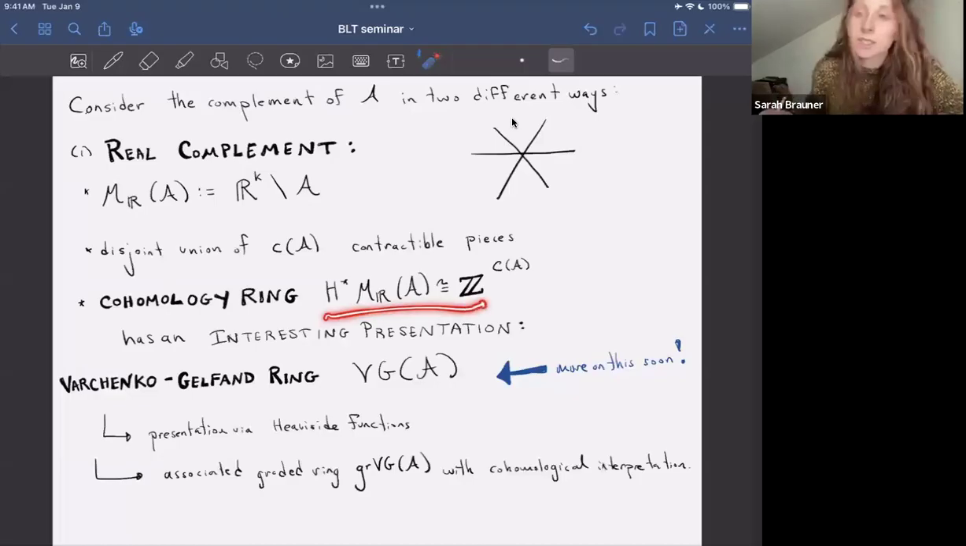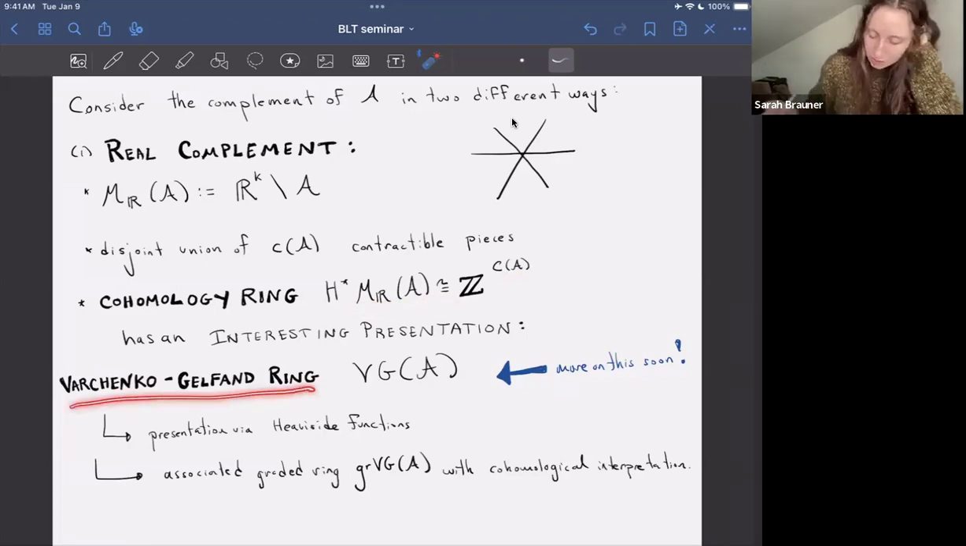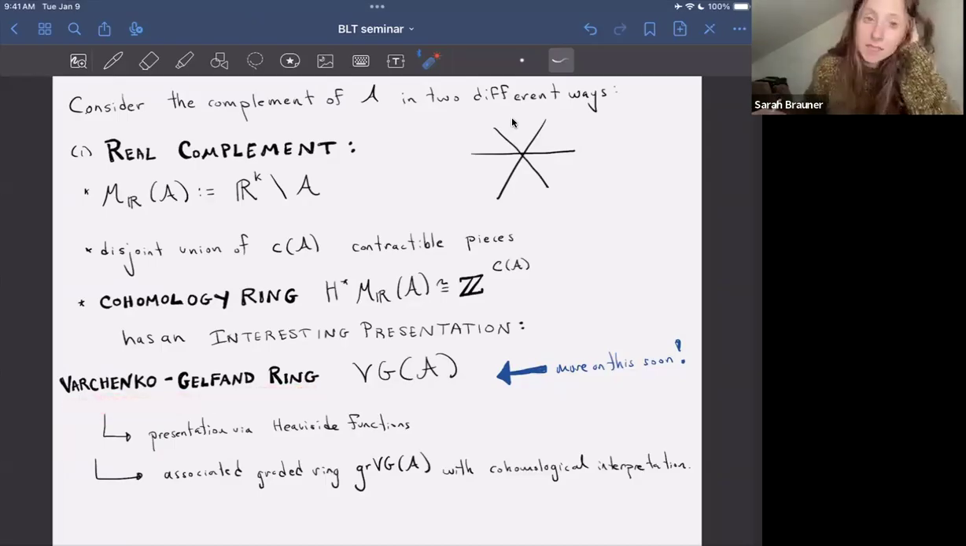And so that means that its cohomology ring is just going to be concentrated in degree 0, and it'll have the dimension as the number of members. But it turns out that this ring, even though it seems topologically boring, has a really interesting presentation, which is called the Varchenko-Gelfand ring. So I'll tell you about that soon.